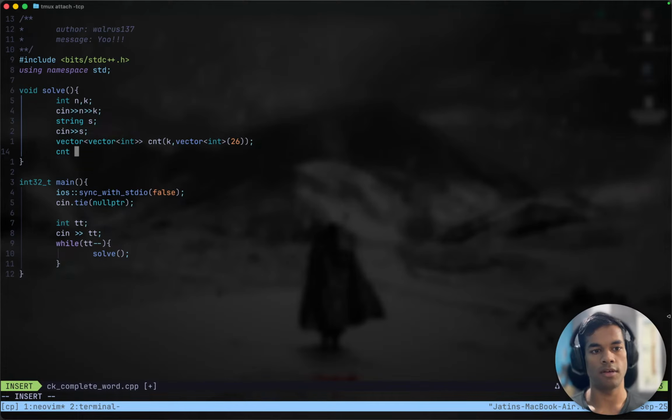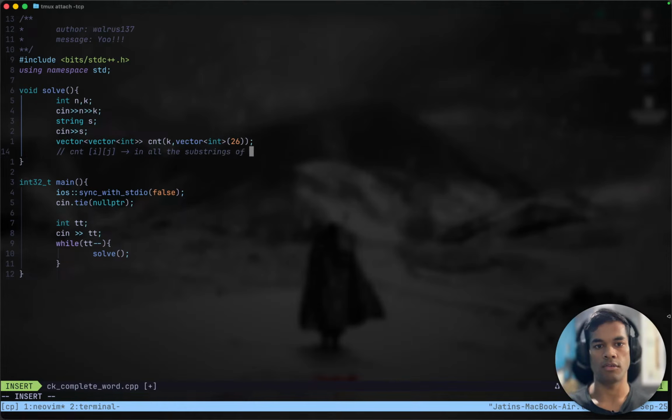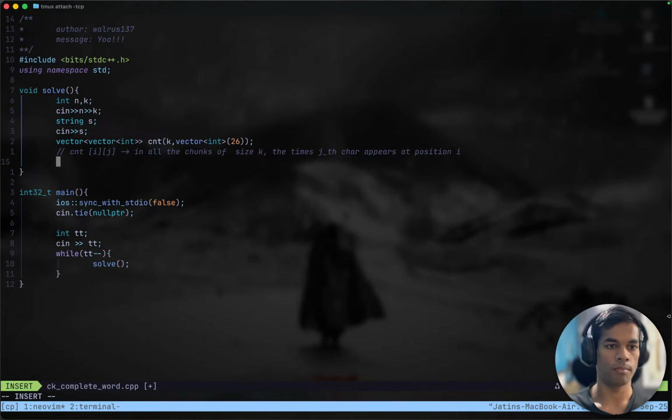Yes, and what CNT I J represents is, in all the chunks of size K, the count of the times the jth character appears at position I. That is cool. And initially everything is 0.